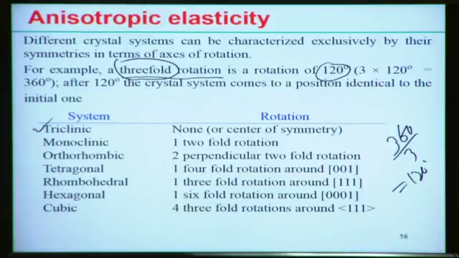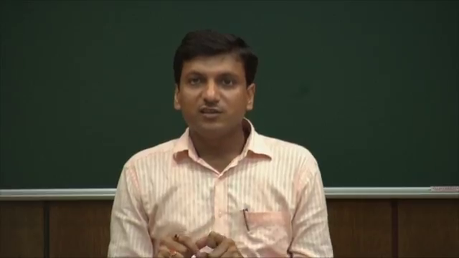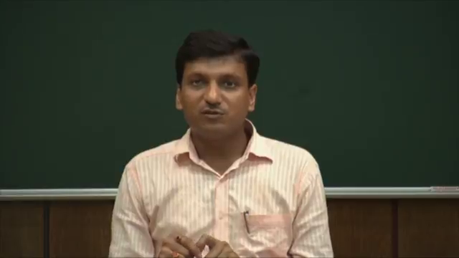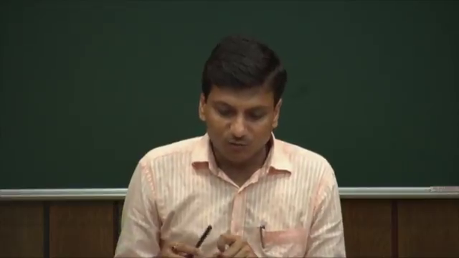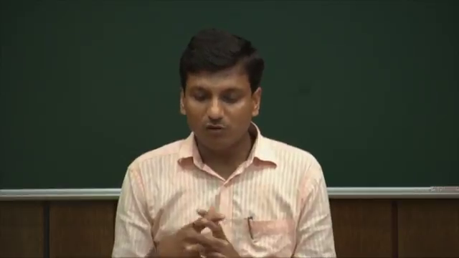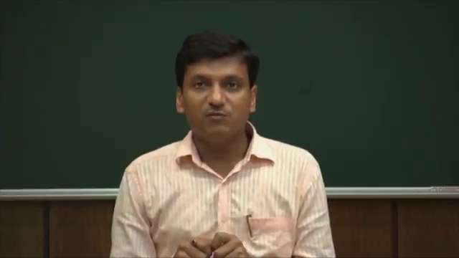If we look into the next crystal structure, monoclinic, in this case we can find one 2-fold rotation. The 2-fold rotation means 360 by 2, that means 180 degree. So with the rotation of 180 degree, the arrangement of the atoms is also the same as the initial structure. So that is the 2-fold rotation in case of monoclinic. Orthorhombic similarly has 2 perpendicular 2-fold rotations. Tetragonal has 4-fold rotation around 001.